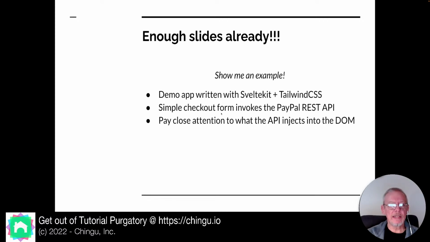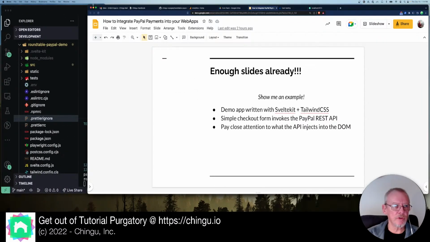We're going to use a really simple checkout form. In fact, it's not a form at all. It's just some input fields. We're going to use them and show you how the PayPal REST API gets invoked when certain events occur in that, like on button clicks. And then we'll also dive fairly deep into what gets injected into your DOM, your document object model, by PayPal, because that's going to be pretty important in a couple cases. So let's switch over to Visual Studio Code.